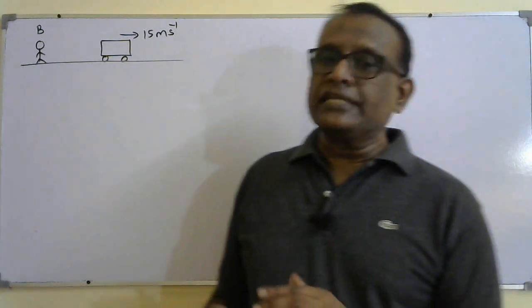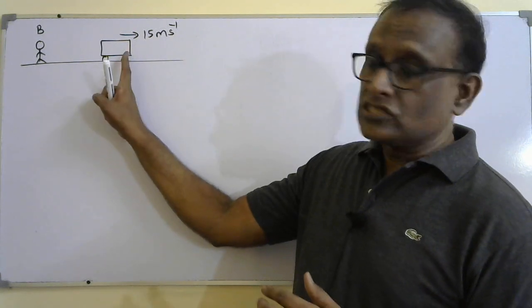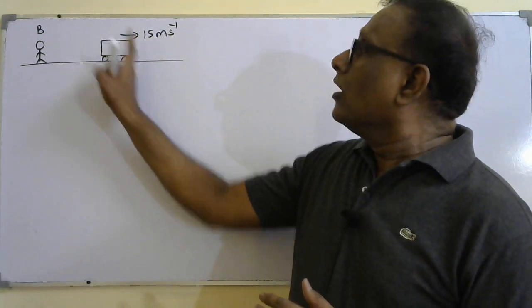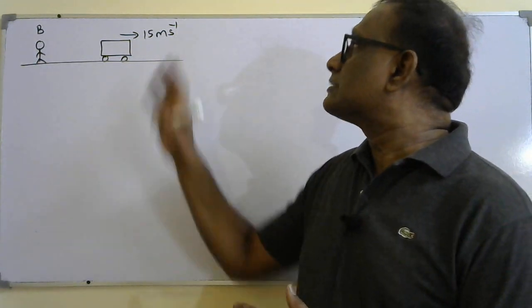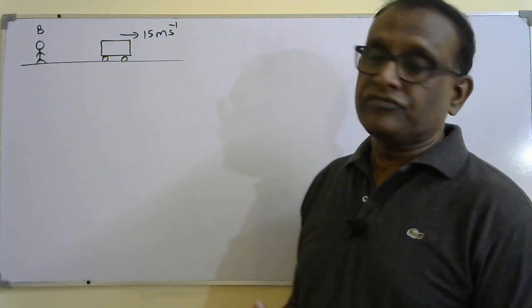That wording is not used in unit 1. That's the actual way we should say the speed or velocity of the car relative to B, or the speed of the car on the frame of reference of B, because B is measuring the speed of the car. So the speed of the car on the frame of reference of B is 15 meters per second.